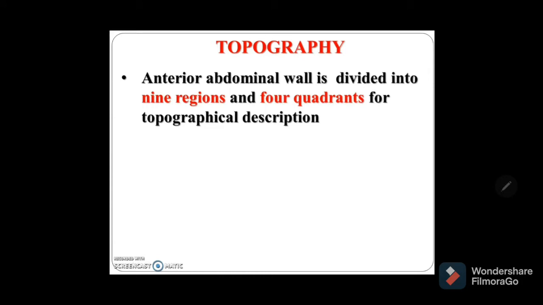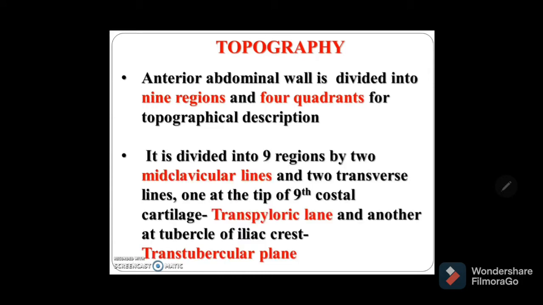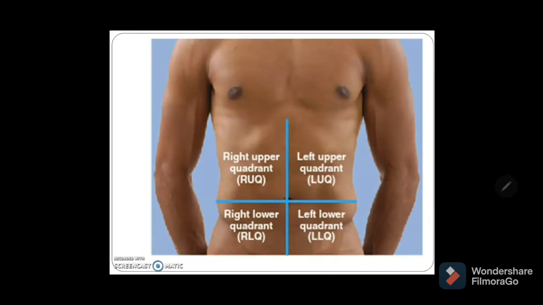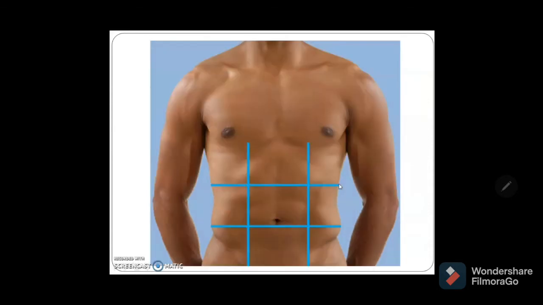When you see the topography or surface area of the anterior abdominal wall, as I told, it is divided into 9 regions and 4 quadrants. It is divided into 9 regions by 2 midclavicular lines, that is 2 vertical planes, and 2 horizontal planes. The horizontal planes are transpyloric and transtubercular. This is the 4 quadrant topography of the anterior abdominal wall, dividing it into right upper, right lower and left lower quadrants.